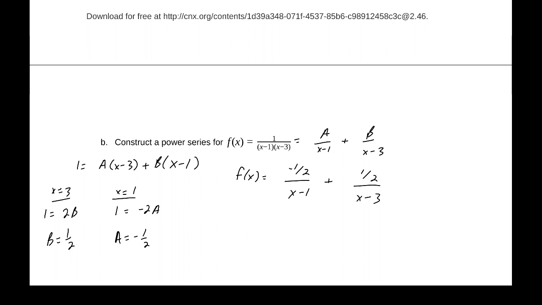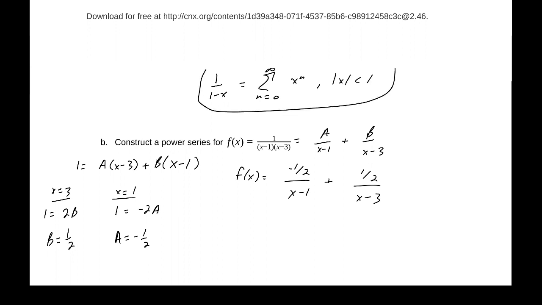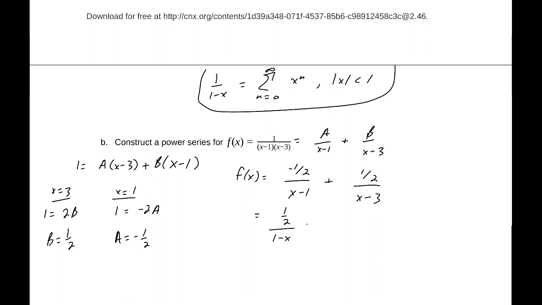Alright, now we want to have it in the 1 over 1 minus x form. Remember, that's our goal, to have something that looks like that, because that is equal to the series sum of x to the n for absolute value of x less than 1. That is our goal. So let's make this 1/2, factoring out a negative 1. That will be 1 minus x. Alright, minus 1/2 over 3 minus x.